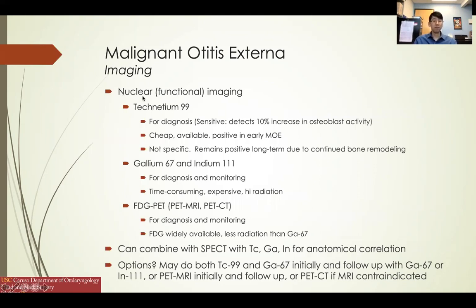Okay, so nuclear imaging, also called functional imaging, these are seeing what's actually functioning with the bone, the white blood cells, the osteoblast, and can be useful for diagnosis and monitoring. So technetium 99 is one that we tend to start with first, because it's very sensitive. It's good for diagnosis. It's not good for follow-up, however. It can detect as little as a 10% increase in osteoblastic activity. It's very cheap in general, it's available, and it's positive in early disease.